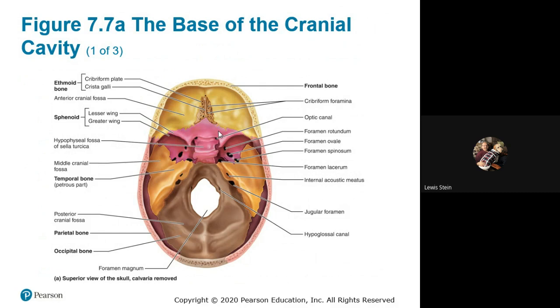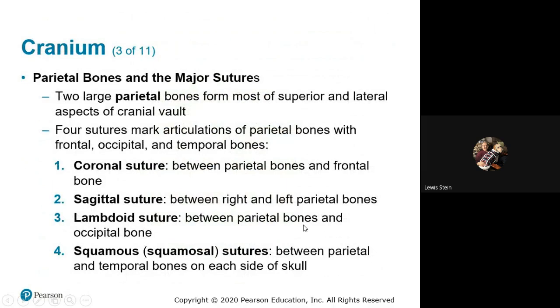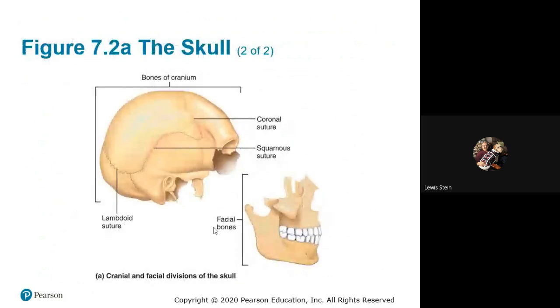The same is true for the maxillary bone in the facial group. All the facial bones have to make contact with that in some way, shape, or form. We'll get over there. Parietal bones, most superior sides, all the sutures that I mentioned before. Not a lot to say. When we get to the joints, we'll look more closely at them.